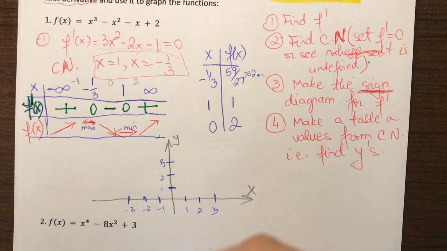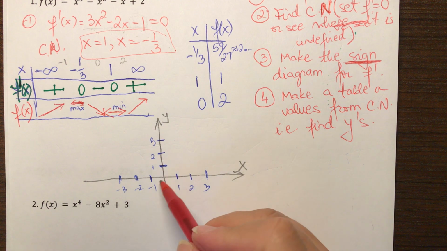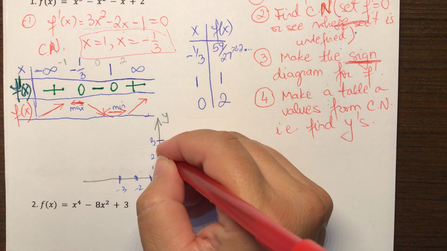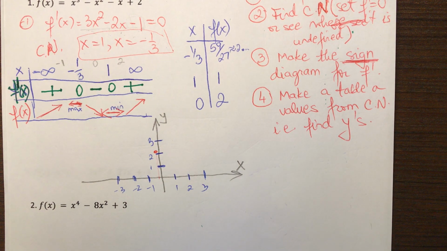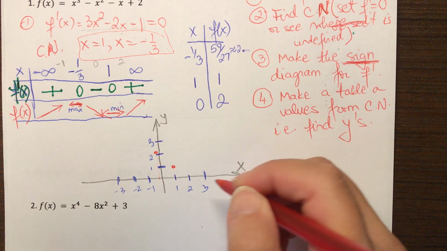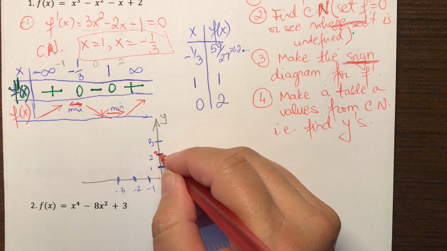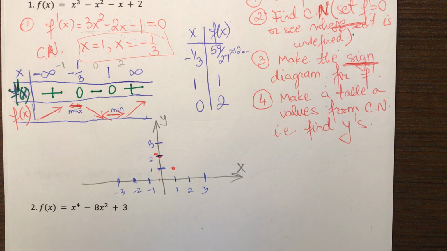Okay, so let me plot these points I found. So I found that negative 1/3, which is about here, goes with something that's a little bit more than 2. 2 point, again, I don't know, 2.1, something like that. 1 goes with 1. 0 goes with 2. And that's about enough. So how does this graph go?